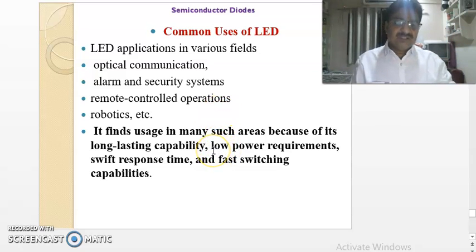Requirement of LED, it requires for its conduction low power. See, long lasting capability, low power requirement, swift response time and fast switching capabilities. These are the qualities in LED that cause it to be used in different fields. Long lasting capability, low power requirement, swift response time, fast switching capabilities.